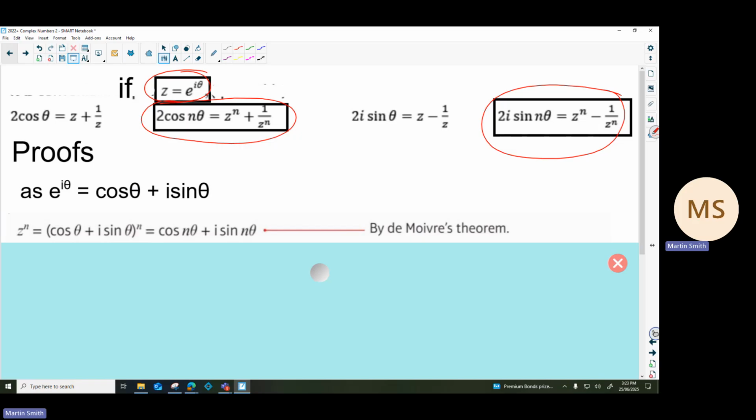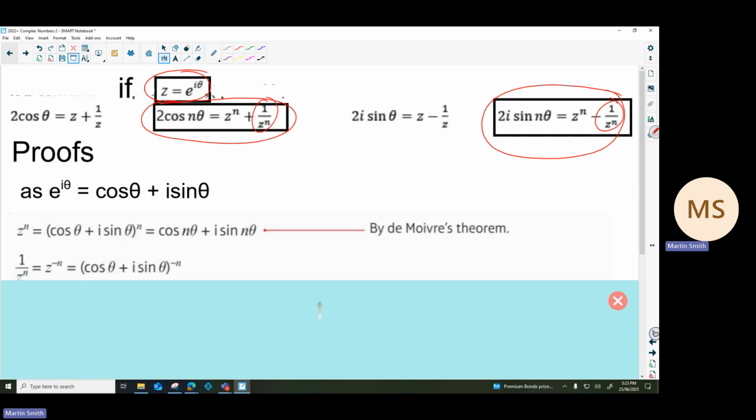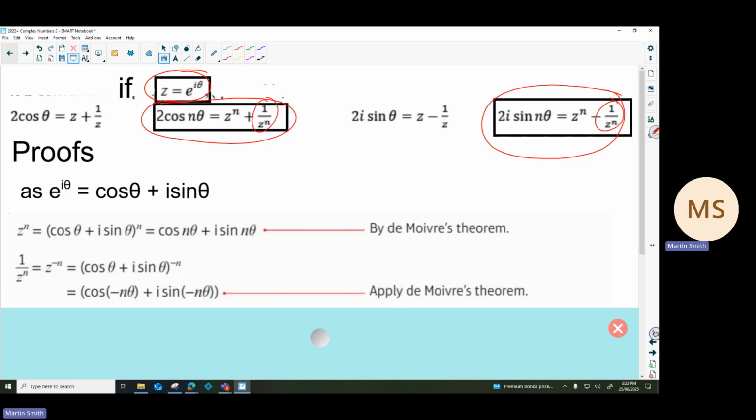I'm now going to write down a similar expression for 1 over z to the n, because both of these expressions involve 1 over z to the n. So 1 over z to the n is the same as z to the minus n, which is therefore the same as cos theta plus i sine theta in brackets to the power of minus n. But de Moivre's theorem works for negative numbers. So that's de Moivre's again with a power minus n. That's cos of minus n theta plus i sine of minus n theta.